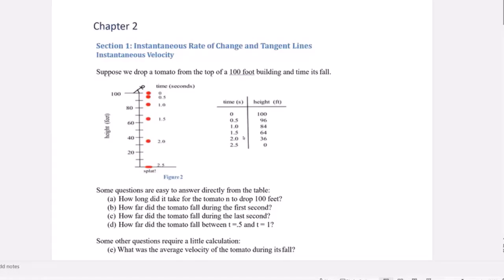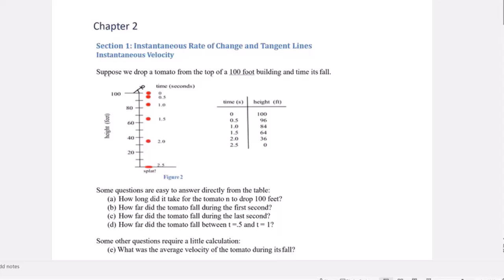Hey, everybody. We're going to start in Chapter 2, Section 1, and we're going to talk about instantaneous rates of change and tangent lines and how they apply to velocities. So let's start. Suppose we drop a tomato from the top of a 100-foot building and time its fall.